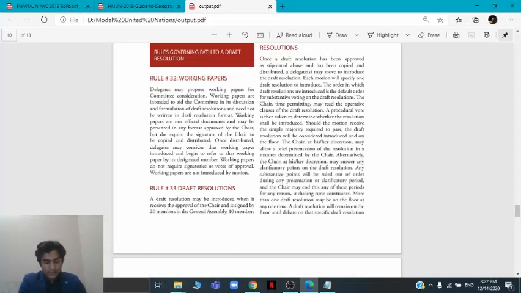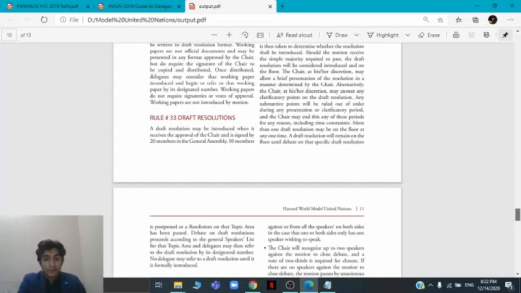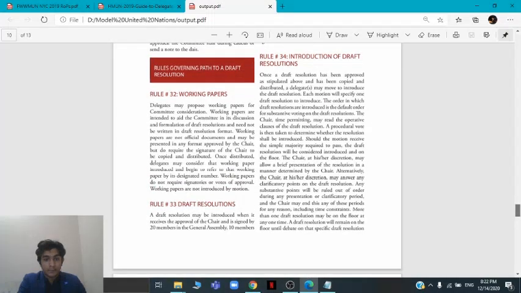And other than that, a working paper is not introduced by a motion, whereas a draft resolution is introduced by a motion, and it aids the draft resolution. It needs the consent of the chair, because without the consent of the chair it is not going to be passed on, and it depends on the chair whether he accepts the working papers or not.